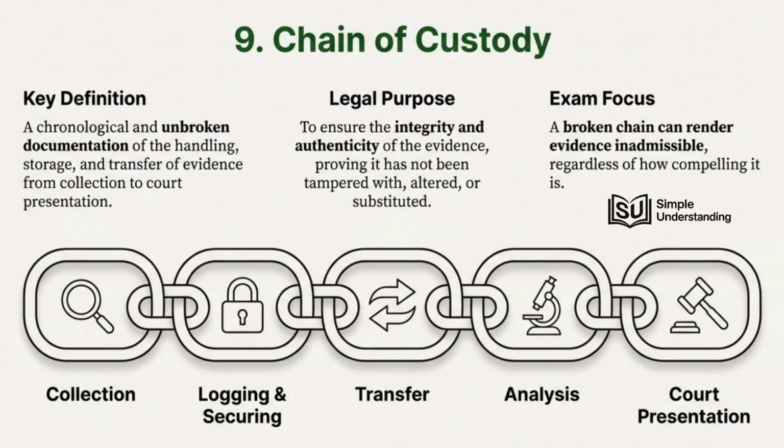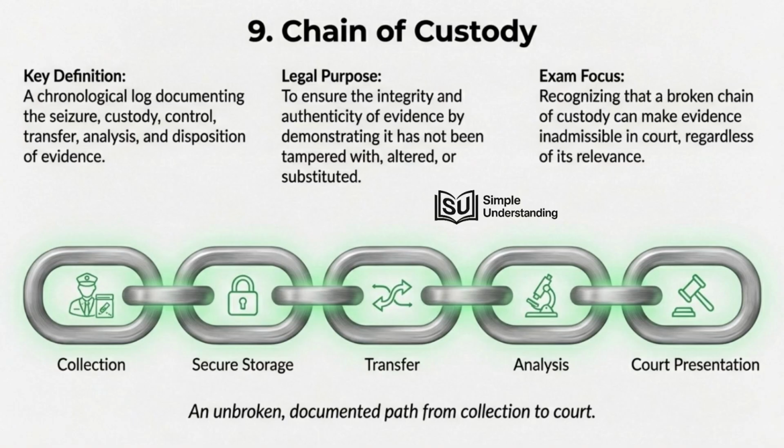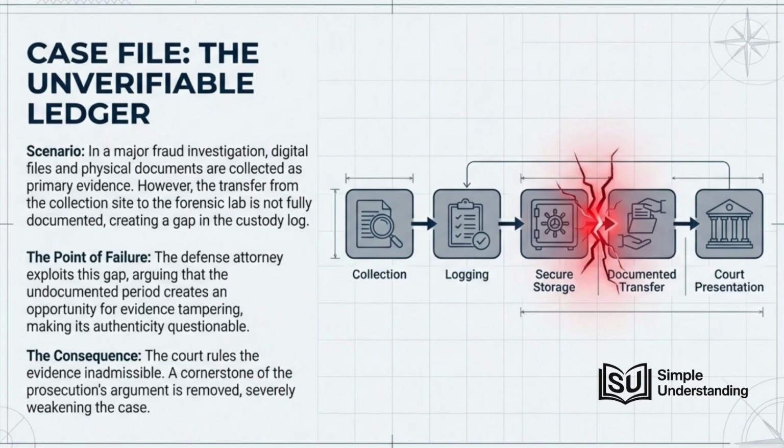9. Chain of custody. Chain of custody documents the handling of evidence from collection to court presentation. The exam highlights its importance in ensuring evidence integrity and preventing tampering claims. Any break in the chain can render evidence unreliable or inadmissible. In real investigations, digital files, documents, and physical items must be logged, stored securely, and transferred with documentation. Failure to maintain a clear chain of custody can allow defense attorneys to challenge the authenticity of the evidence.